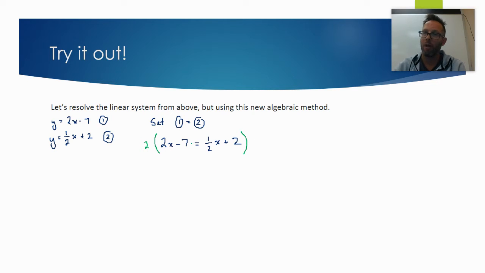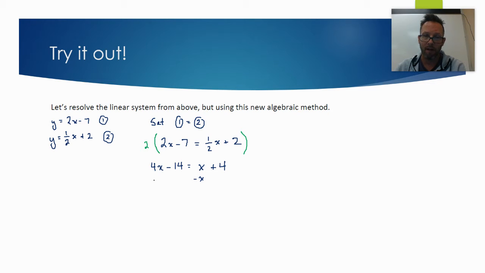I'm going to visualize it that way. I'm going to put a bracket around the entire equation, and then we'll multiply it in. So 4x minus 14. 2 times a half of 2 is just 1, and 2 times 2 is 4. Now I should say we already know the solution to this linear system, so when we solve it algebraically, we better get the same x value and y value. We should get x equals 6 and y equals 5. Let's continue and see if we get that.